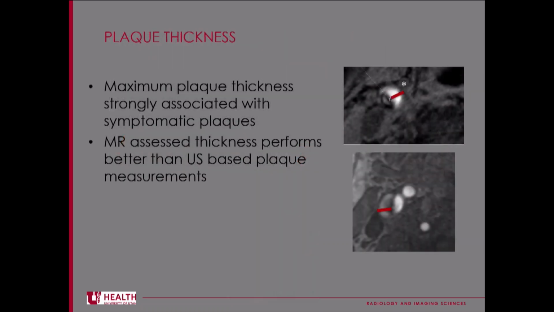So another marker of stroke risk for plaque is plaque thickness. The maximum plaque thickness is actually more strongly associated with ischemic stroke than even the degree of stenosis. And so it's an important marker for stroke risk, and again, can be easily measured either on a time of flight or an MP-RAGE image when evaluating an MRA neck. And MR is much better at assessing this than ultrasound and other techniques too.